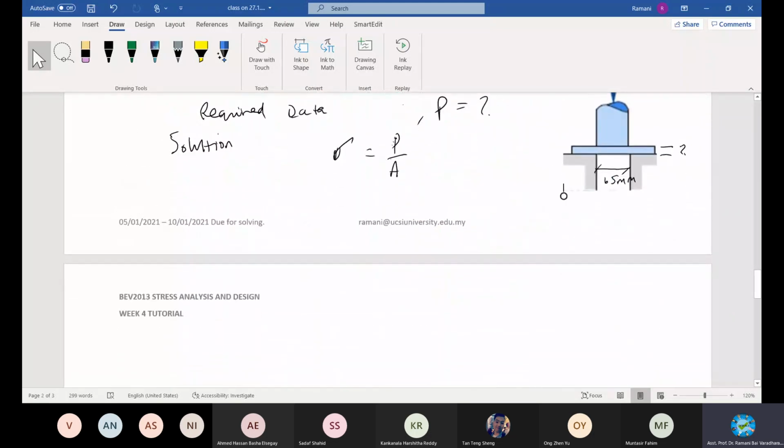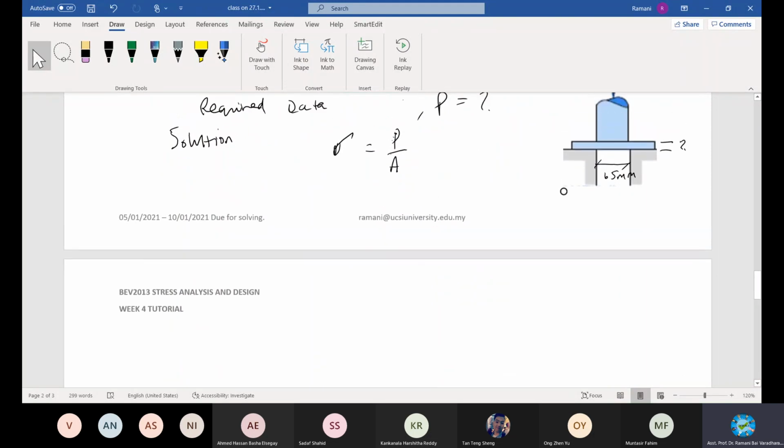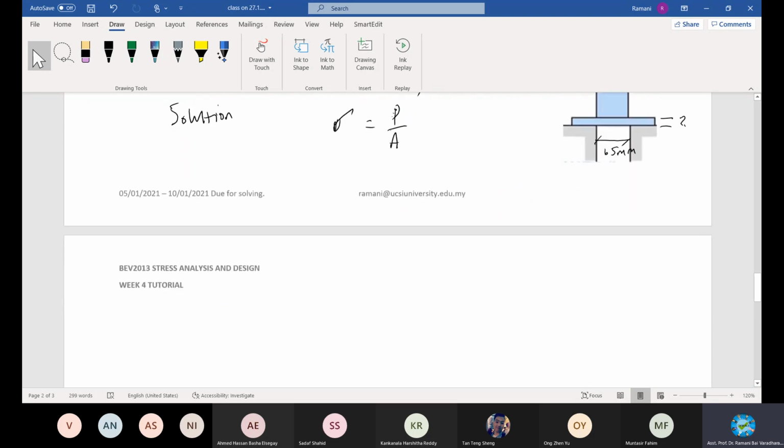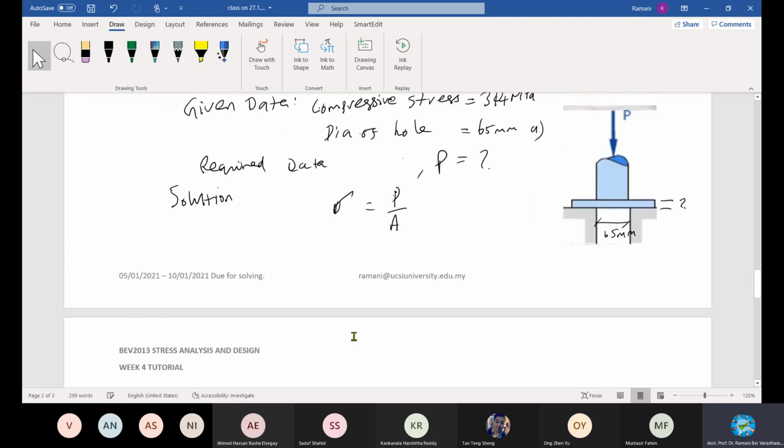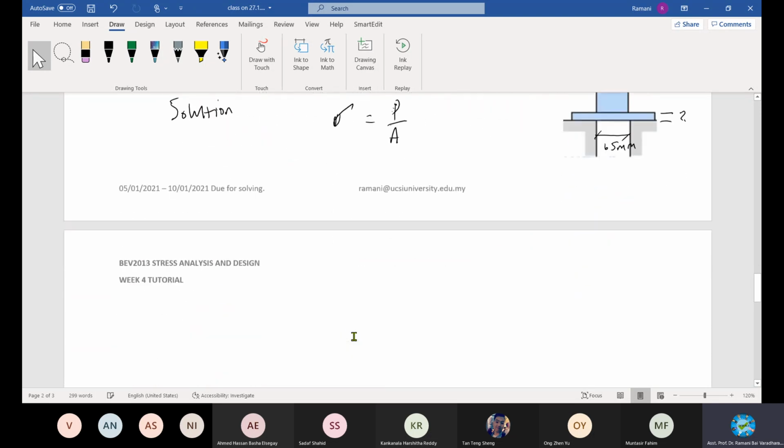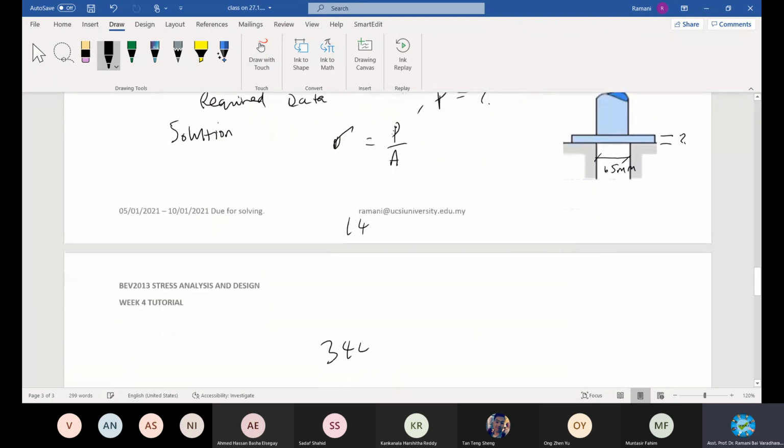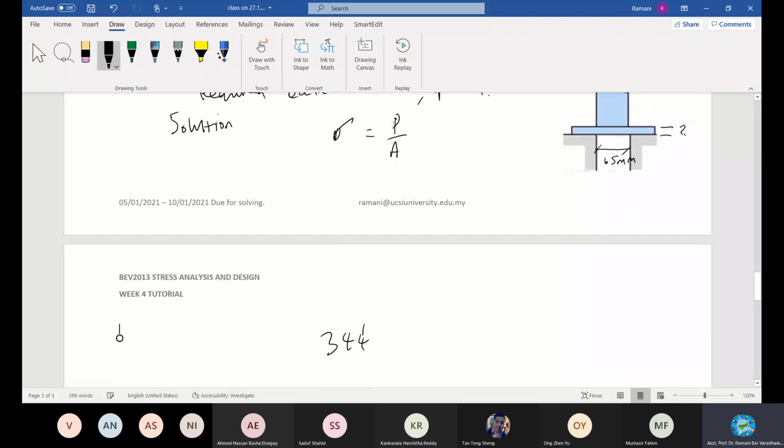Then I go by the formula, which is I find the area. Area is convenient because it is circular, right? The diameter given means it's circular, so I use the circular formula. Stress is given, right? 344. Let me substitute the value. 344 megapascal. Maintain the unit, otherwise you'll have a wrong answer like the last time we did. Better you write with the unit.